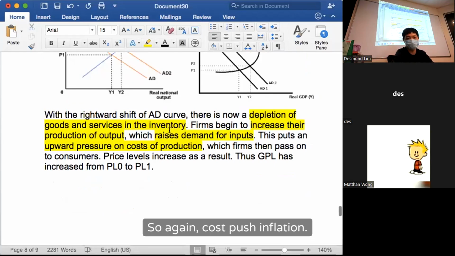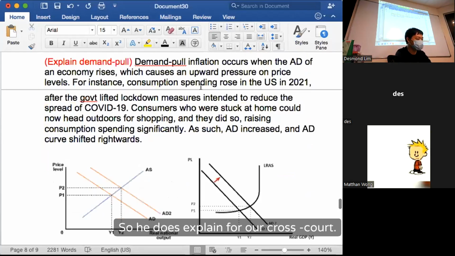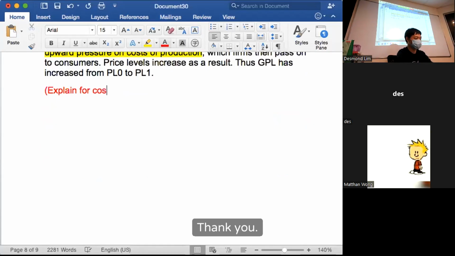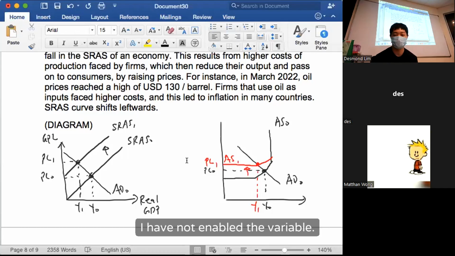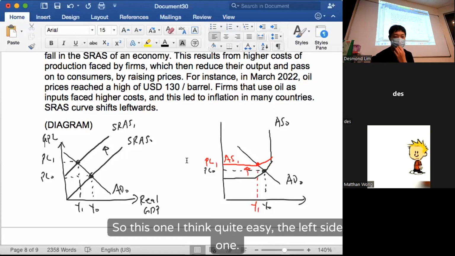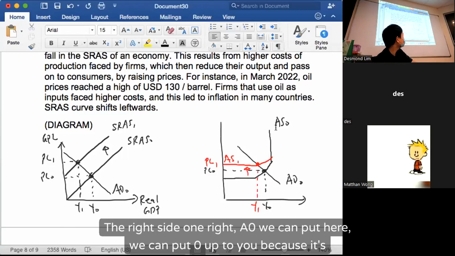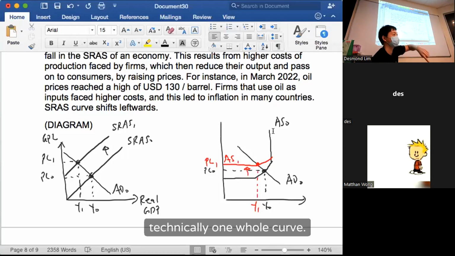So again, cost push inflation. Okay, so we just explain for cost push, AS0 is not labeled the variable. Now, this one I think quite easy. The left side one, the right side one. AS0 you can put here, you can put below, up to you, because it's technically one whole curve.